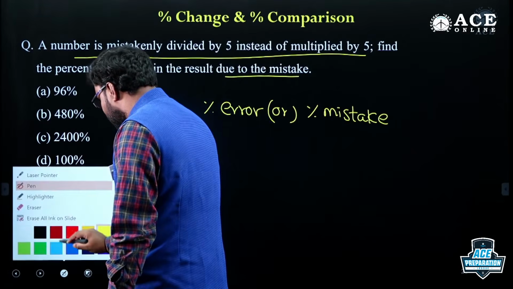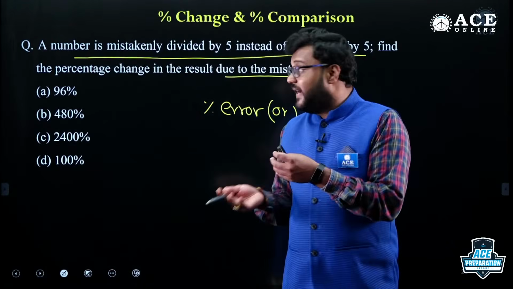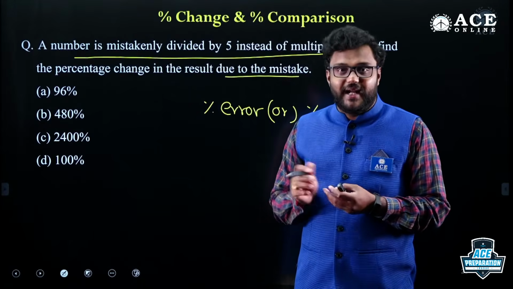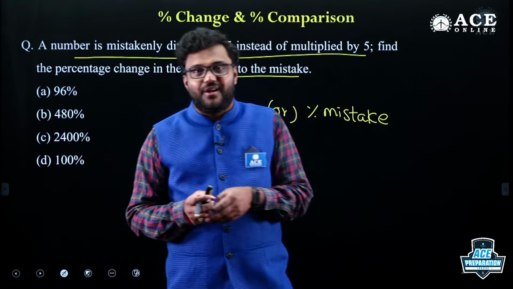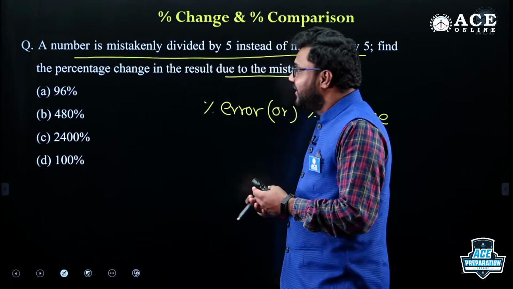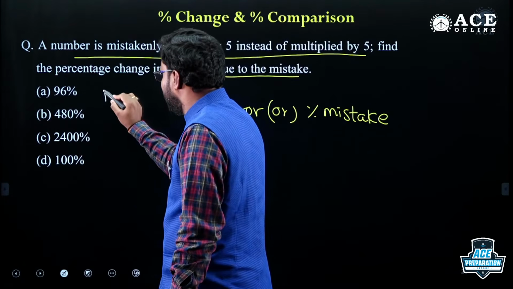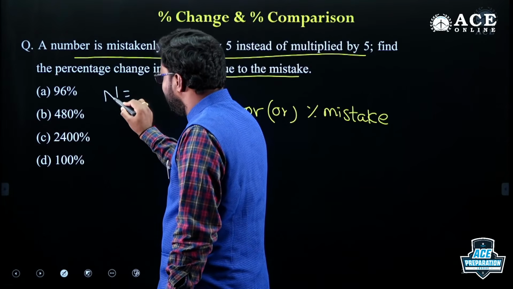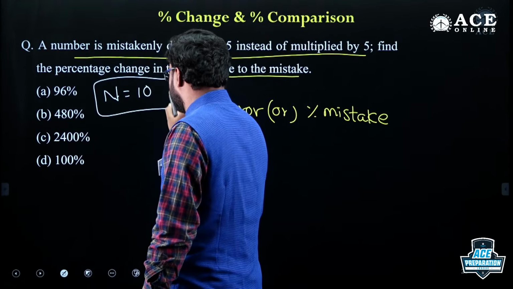Percentage error or percentage mistake. See, a number is mistakenly divided by 5 instead of multiplied by 5. Initially we mentioned that when it is division, multiplication also you can assume. Assumption is allowed. Here they didn't give what that number is. You can assume the number is something like 10 or 20 or 100. You can take 100 also or you can take 10. Say the number is 10, for example.